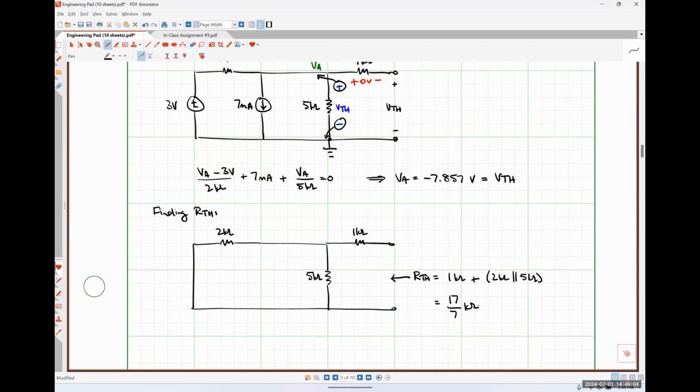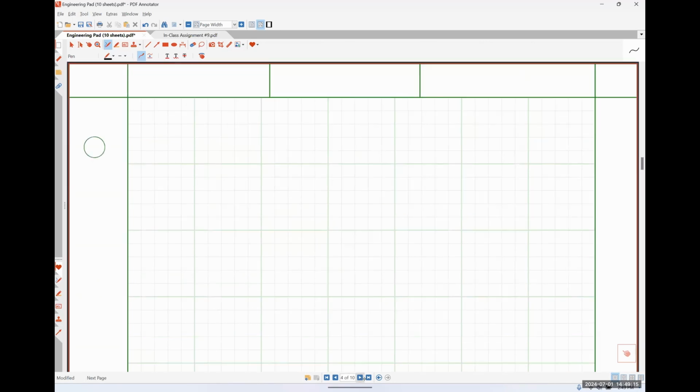Okay, any other questions about Thevenin equivalent circuits before we move on to Norton? All right, so Norton's theorem is very, very similar to Thevenin's theorem. Okay.